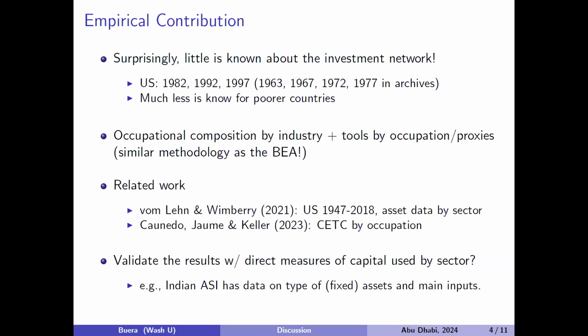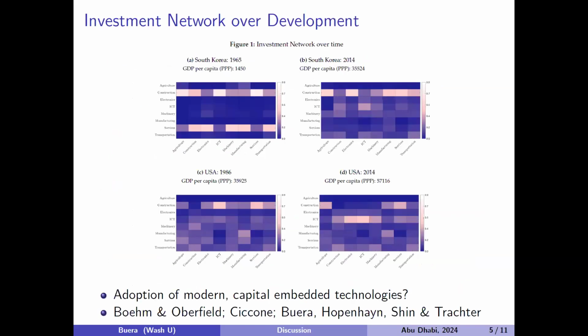Some information about that can be obtained from survey data. The ASI in India has that information, and also recent work by Boehm and Overfield documents an interesting fact about how the input-output structure at the firm level changes with the size of the firm. A direct measure like that would be nice to get.